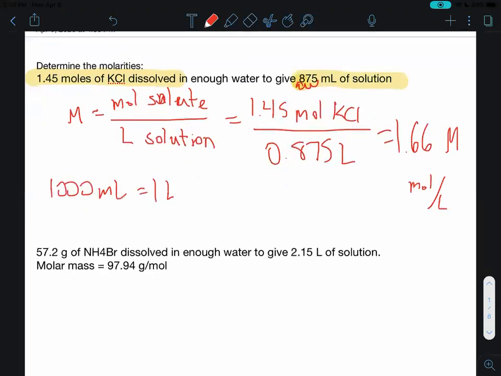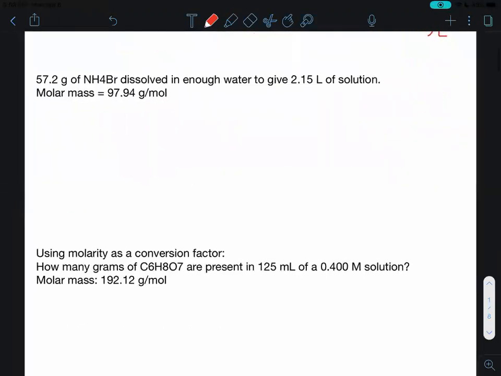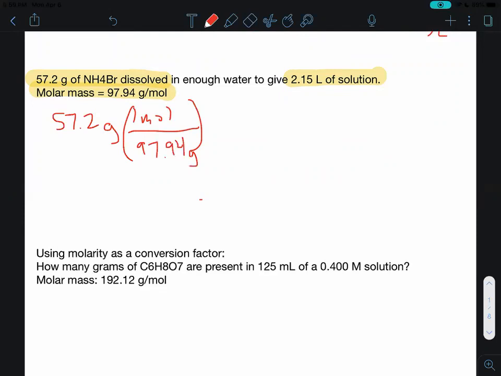In our second problem, we are going to be doing the same thing, but now we're starting with the mass of our solute. So we have grams. I went ahead and already got the molar mass of the solute, because we're going to need that. And we're told the final volume of the solution is 2.15 liters. So our first step is to determine the moles of the solute. So we will take 57.2 grams, divide by the molar mass. So in 1 mole, 97.94 grams.